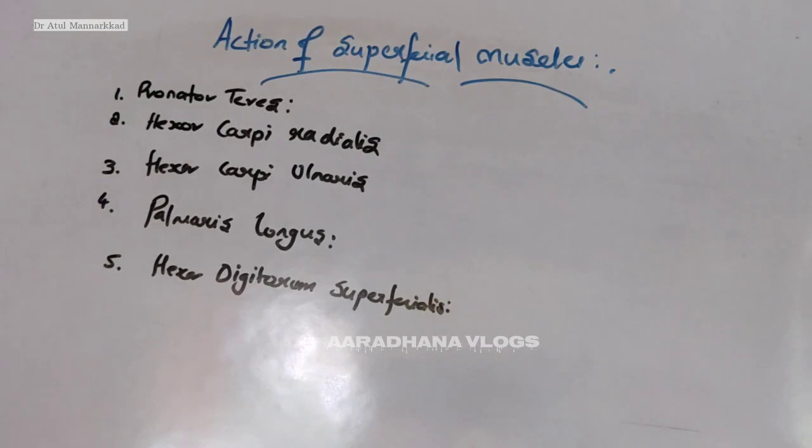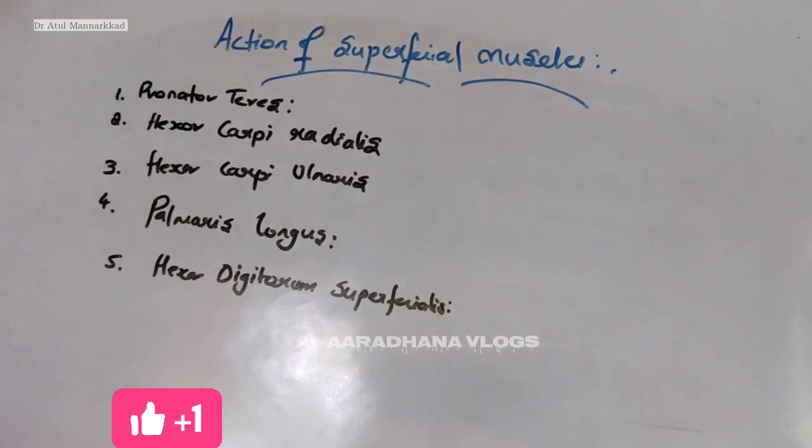As you are seeing on the board, it is written as actions of the superficial muscle. So today we are going to discuss the actions of the superficial muscles of the forearm region. As you know, there are 5 muscles in the forearm region. So we will be seeing one by one what the actions are.